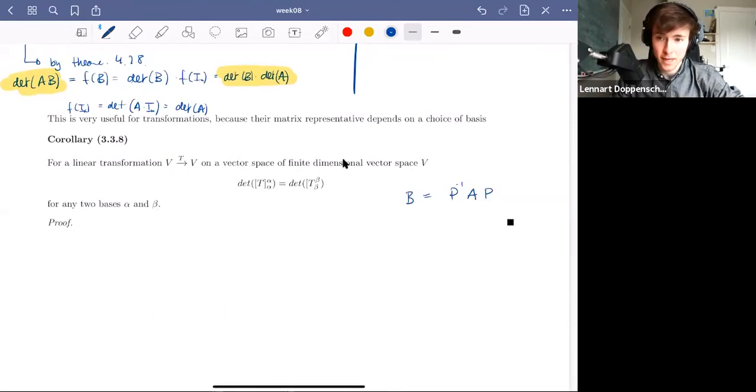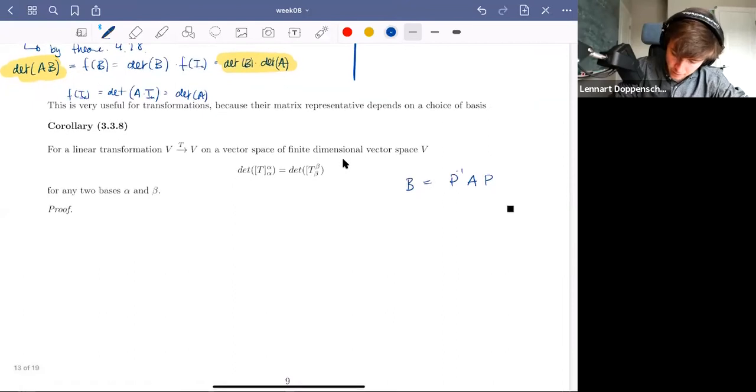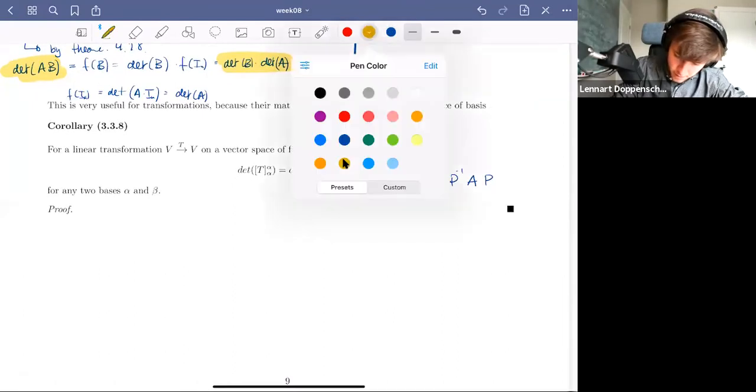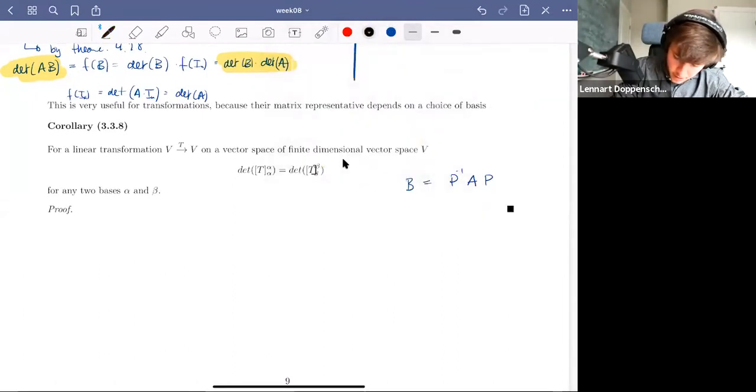And that's really cool, because now we can basically say, what's the determinant of the transformation? And you might ask, well, which basis should I choose? And then you just answer, well, it doesn't matter. They're all the same. Oh, I forgot a closing bracket here. So it says, no matter which basis we choose on V, the matrix representing a transformation has always the same determinant.